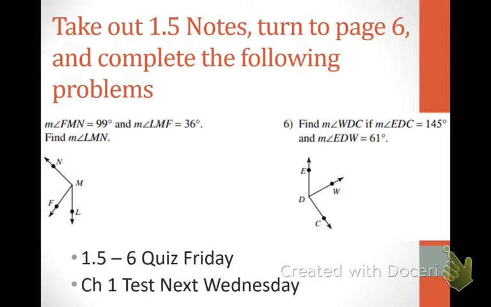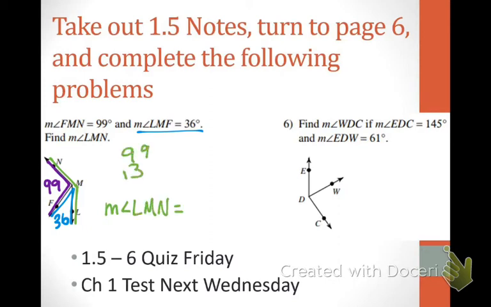All right. It says the measure of angle FMN is 99. The measure of angle LMF is 36. Find the measure of angle LMN. So what do we do here to find the measure of angle LMN? We're going to add. What's 99 plus 36? 135.